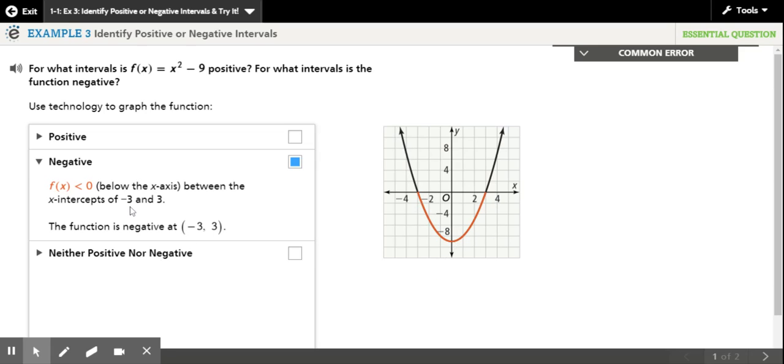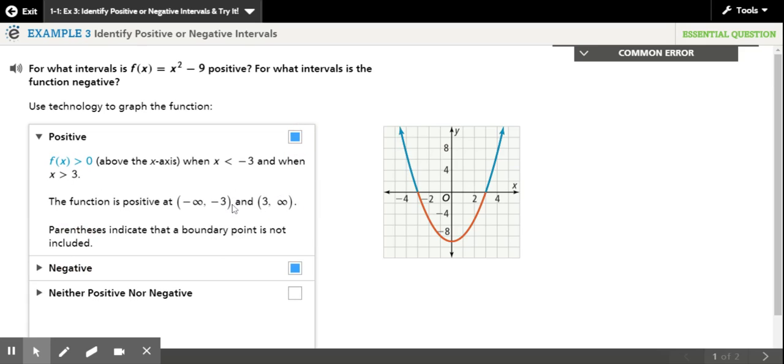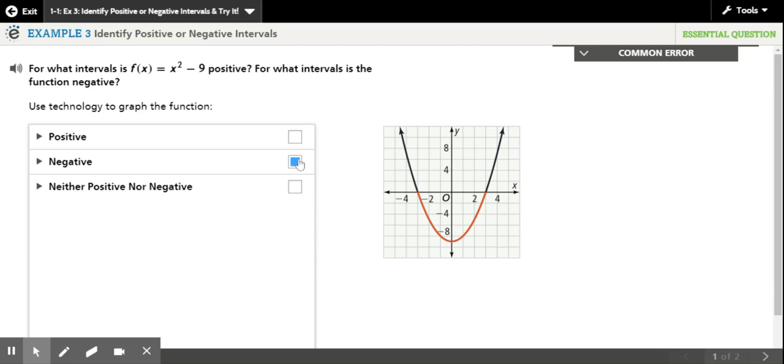All right, so it's everywhere between negative 3 and 3. Notice how for both of these, we're using parentheses and not the bracket, because we're not including negative 3 and 3, because very specifically at negative 3 and 3 for the x values, the y value is 0, and it's neither positive nor negative.